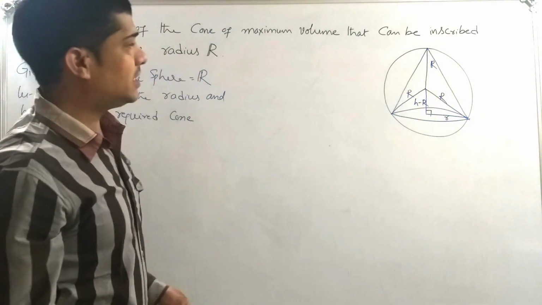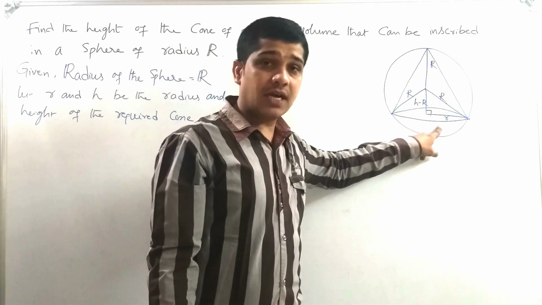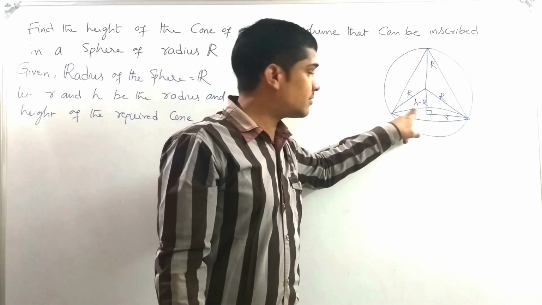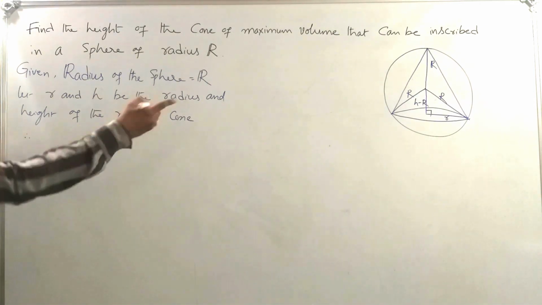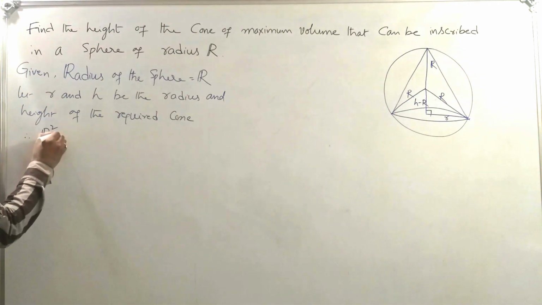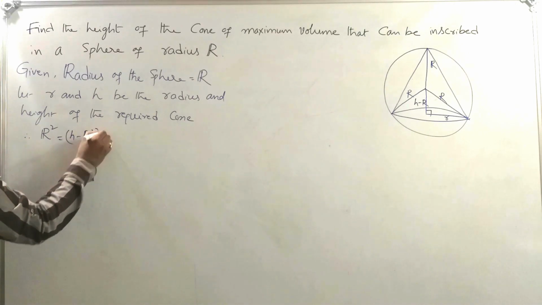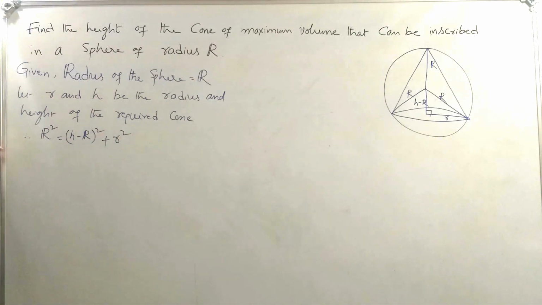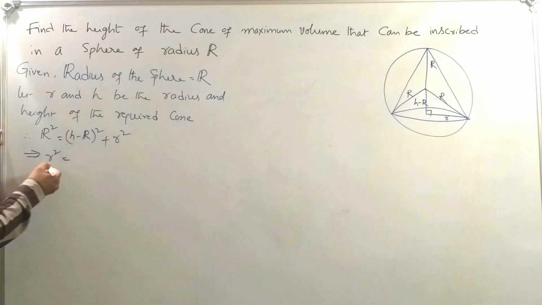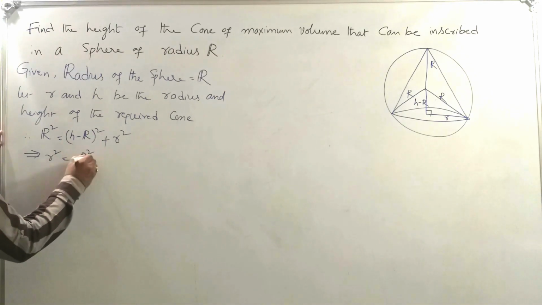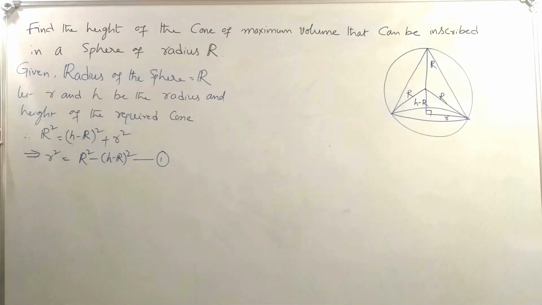But if you observe here, it is a right angle triangle. So in a right angle triangle, by Pythagoras theorem, hypotenuse square is equal to side square plus side square. By using that identity, I am writing here: capital R square is equal to (h minus capital R) whole square plus small r square. From this, I want to find the value of small r square. Small r square is equal to capital R square minus (h minus capital R) whole square. Let me take it as equation 1.